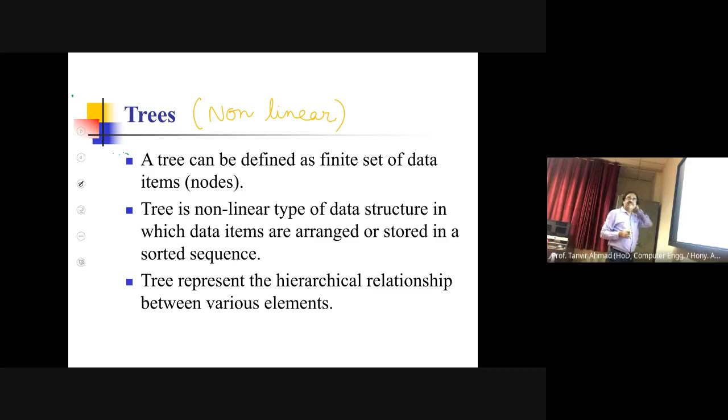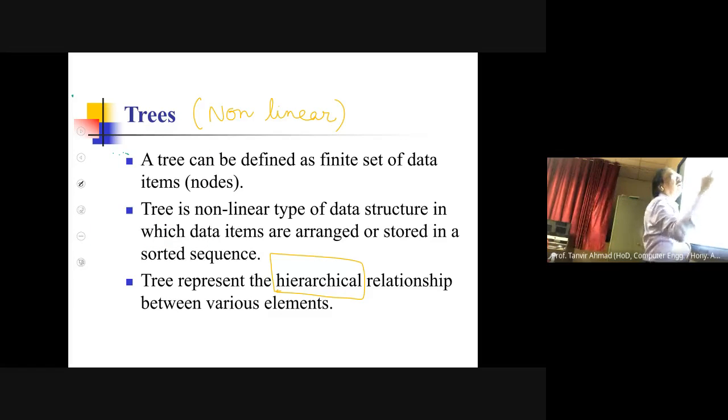Now, a tree can be defined as a finite set of data items or nodes. A tree is a nonlinear data structure. You already know that when the data is stored in a sorted sequence, the sorting may not be 1, 2, 3, 4 like this, but whatever sorting is there is based on a relationship. Therefore, the main concept of trees is that they always represent a hierarchical relationship. All trees represent a hierarchical relationship.